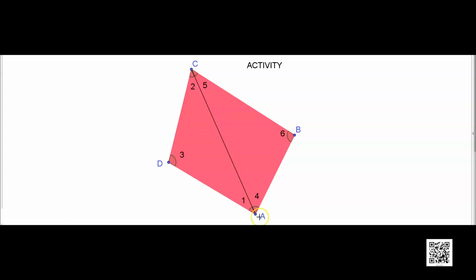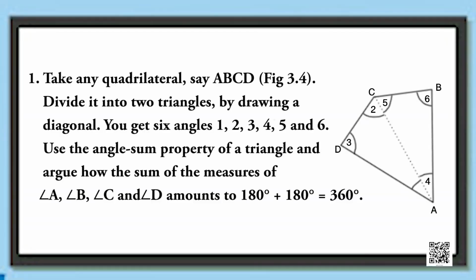Now try this activity on your own. Take any quadrilateral A, B, C, D. Divide it into two triangles by drawing one of its diagonals. You will get 6 angles 1, 2, 3, 4, 5 and 6. Use the angle sum property of triangles and argue how the sum of the angles A plus B plus C plus D becomes 360 degrees. So try this activity on your own.